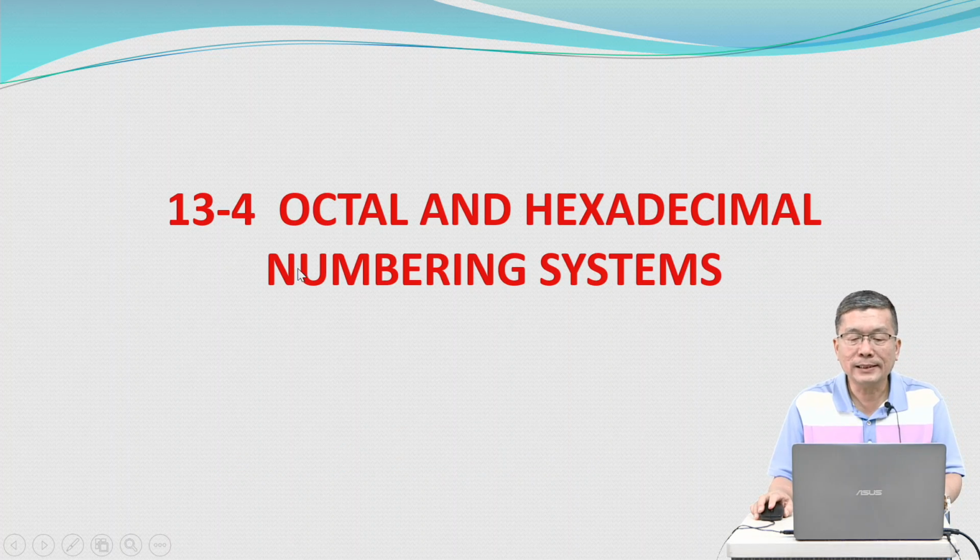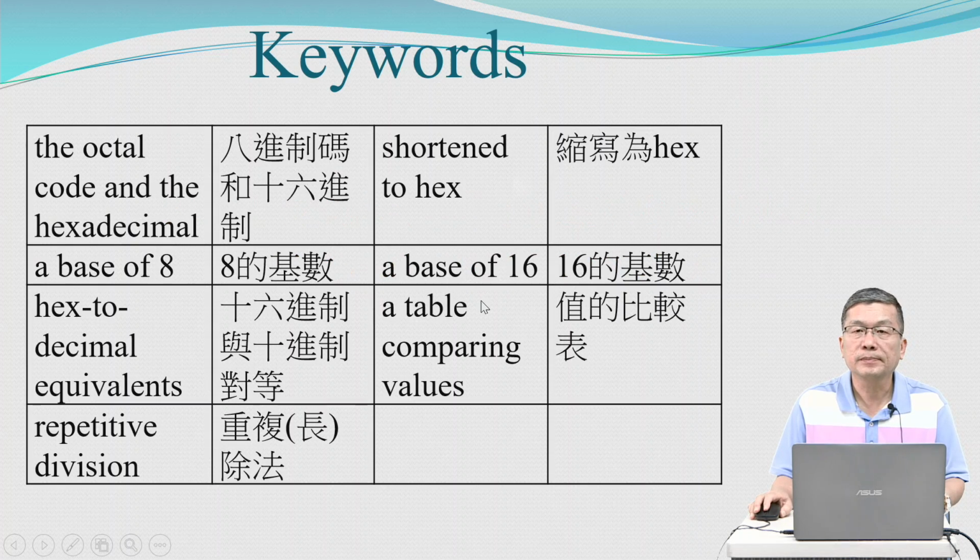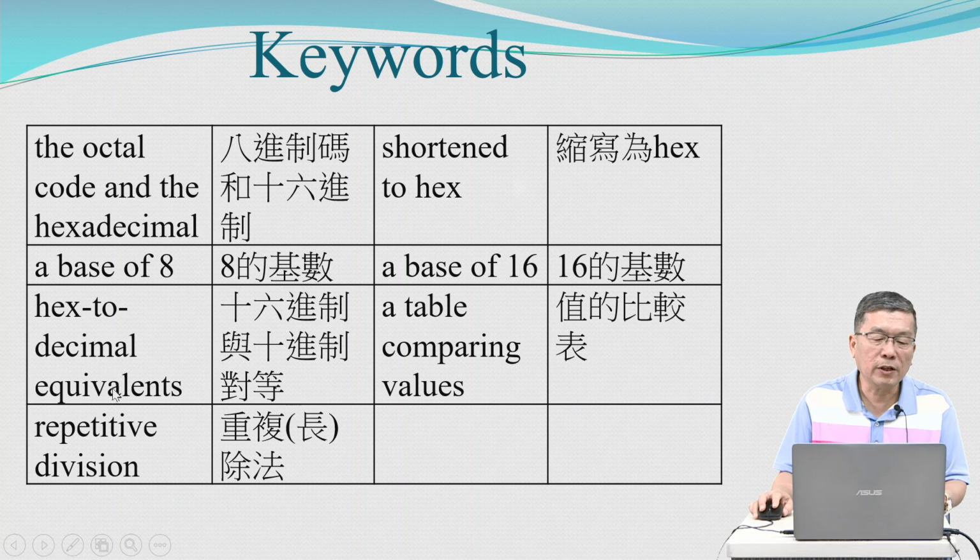Octal and hexadecimal numbering systems. The keywords: the octal code and the hexadecimal, shortened to hex, a base of 8, a base of 16, hex to decimal equivalent, a table comparing values, repetitive division.